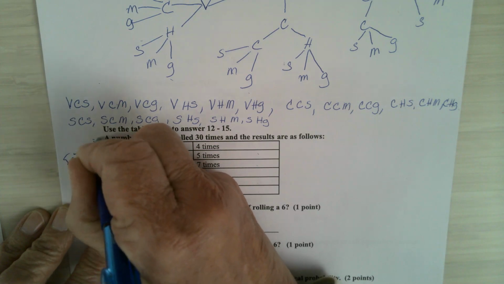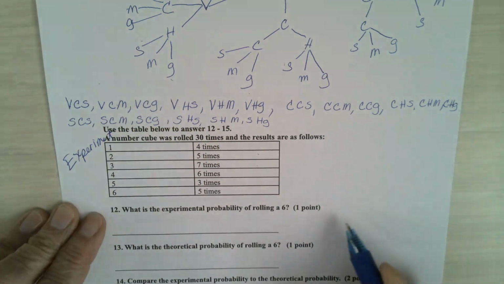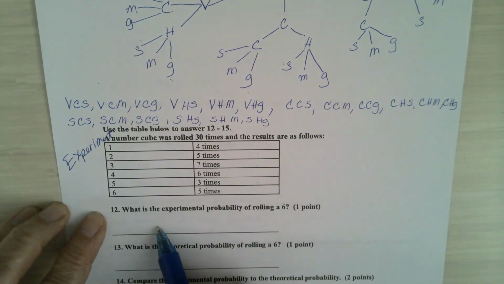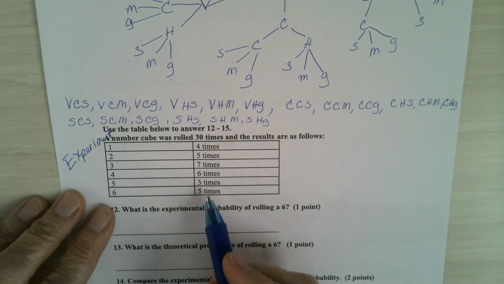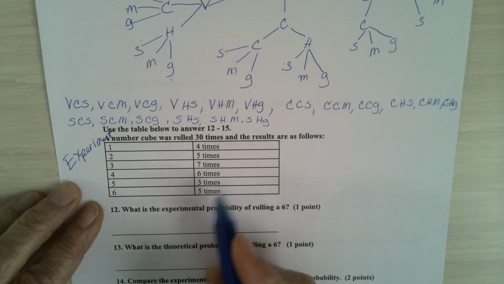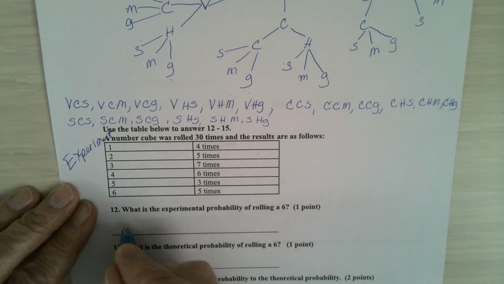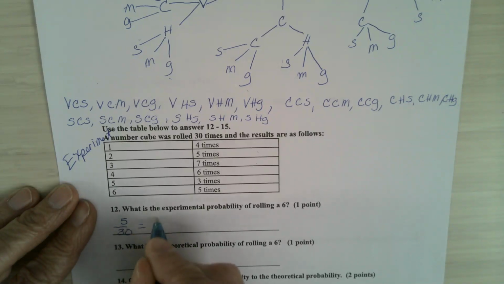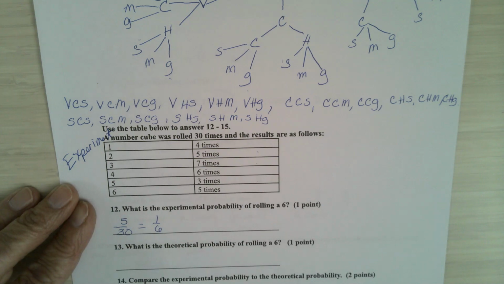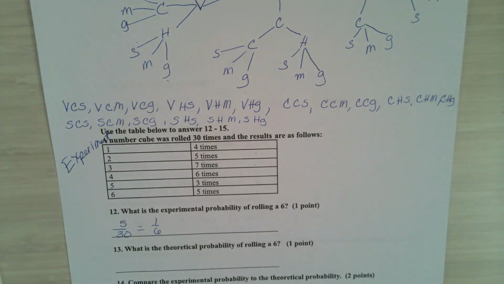And according to the experiment, this is not theoretical, according to the experiment, landing on a 6, you landed on a 6 5 times. Okay. So 5 times out of 30 equals 1/6 of the time. Any questions on that?